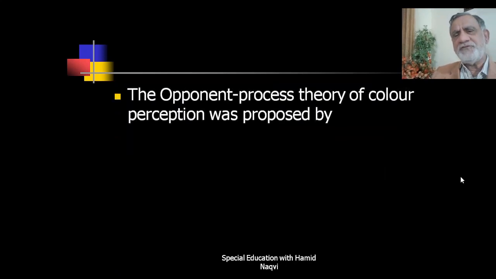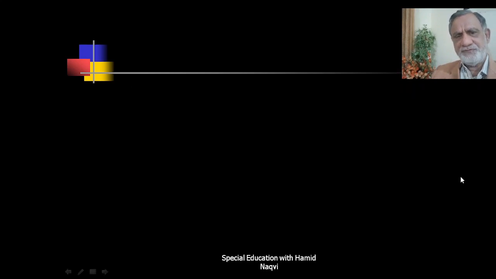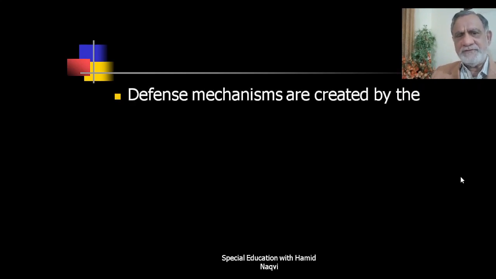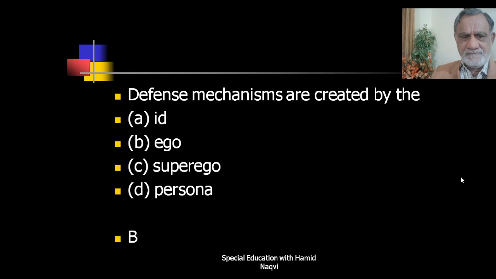The opponent process theory of color perception was proposed by, correct one is the first one. Defense mechanisms are created by the, it is created by B, that is ego.